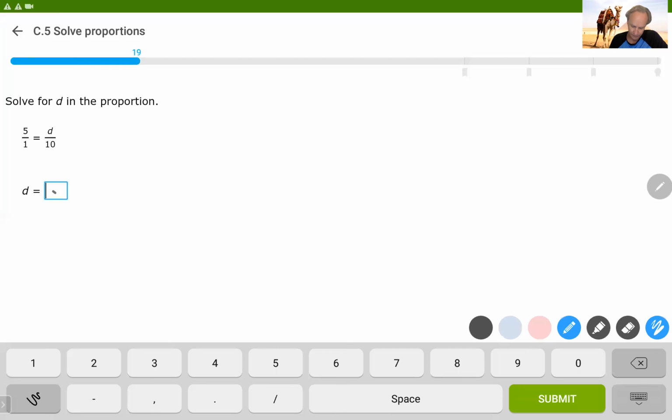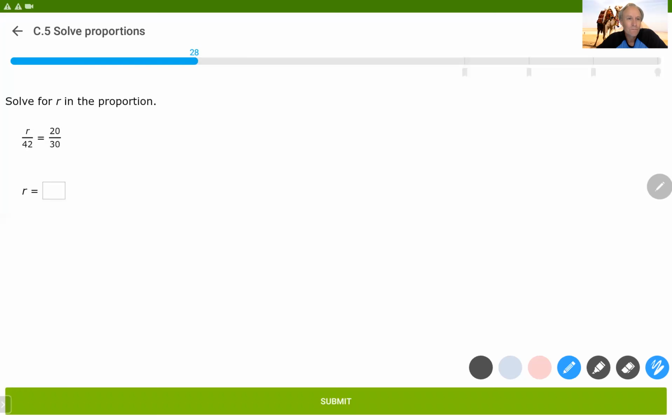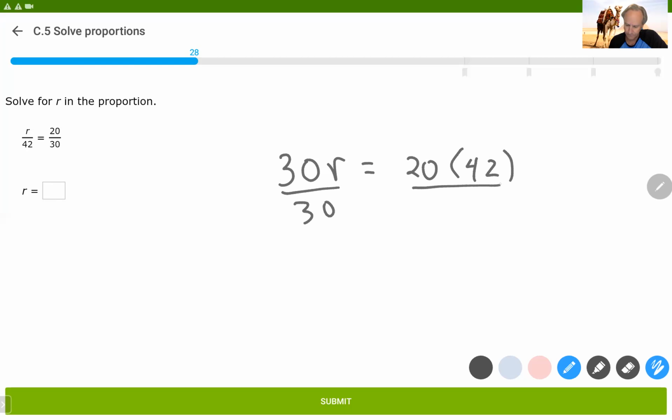I just cross multiply. Don't have to do any solving there. This time I get 30R. It's equal to 20 times 42. Divide by 30 on both sides. And we get, cancel the zeros. This is really dividing by 10. I get 3 goes into 42 14 times. 14 times 2 is 28.